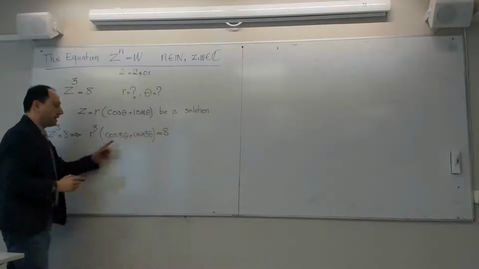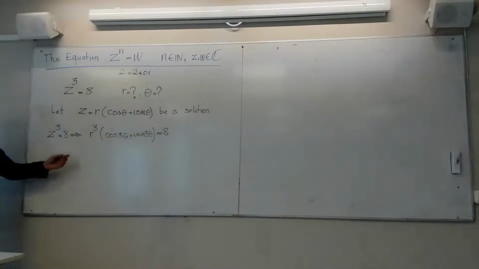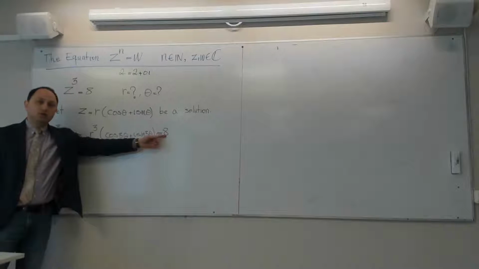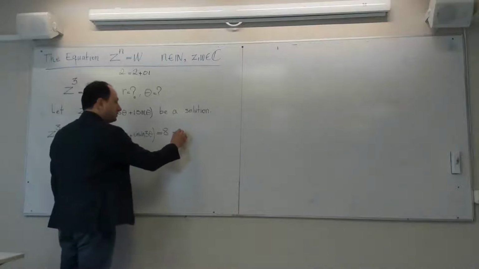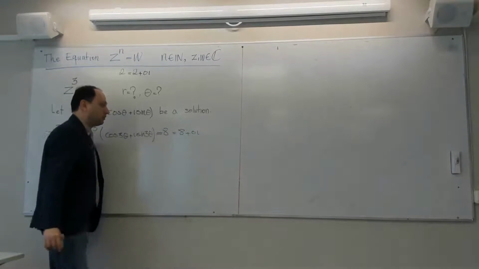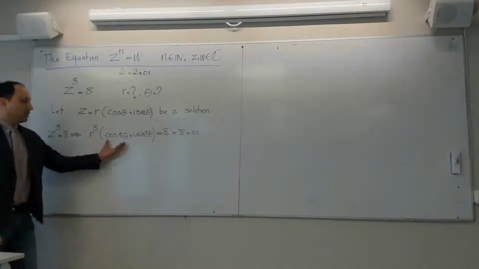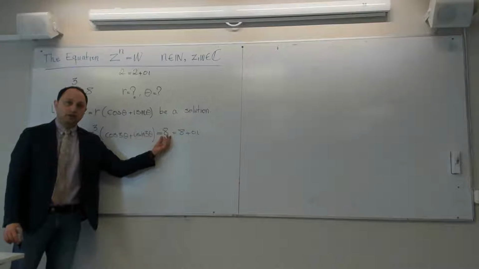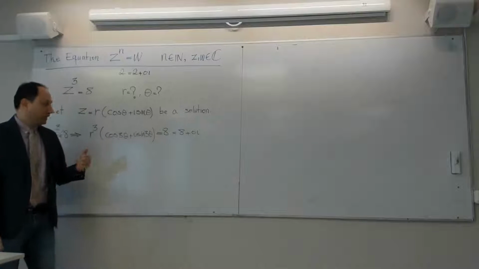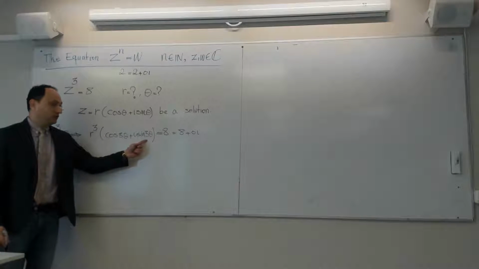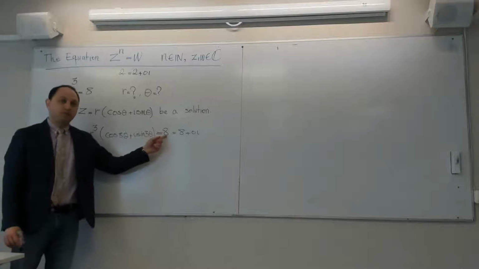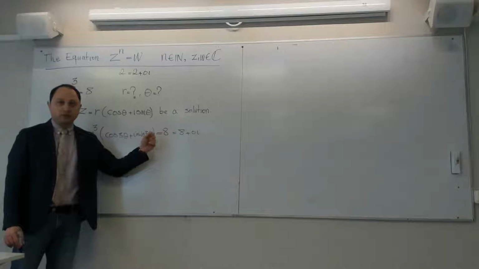So I want you to understand now the logic. On the left-hand side, you have a complex number. On the right-hand side, you have also a complex number, but of course, this can be viewed as 8 plus 0i. That's also a complex number. If this complex number is supposed to be equal to this complex number, I can immediately conclude that the absolute value of the number on the left should match with the absolute value of the number on the right.